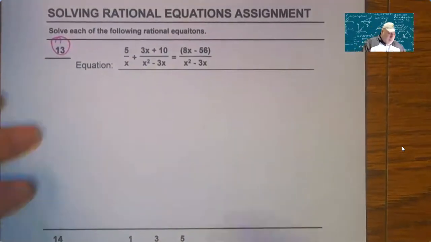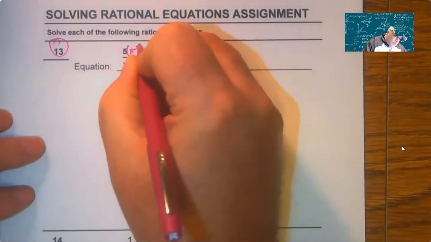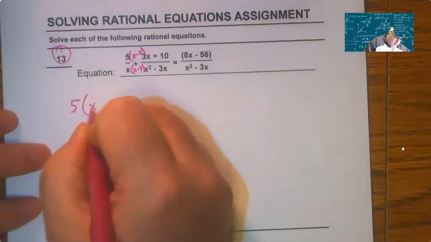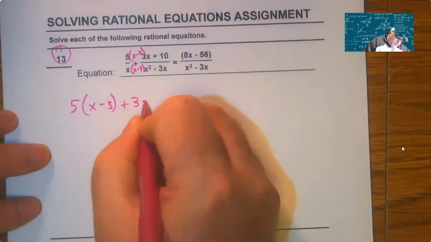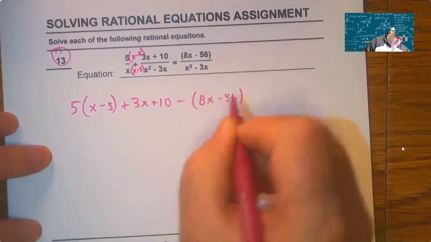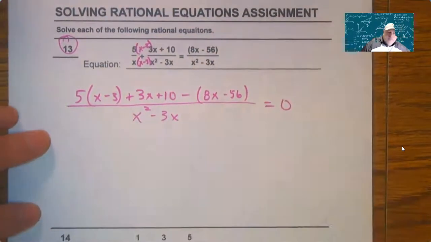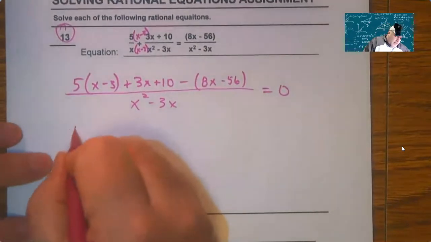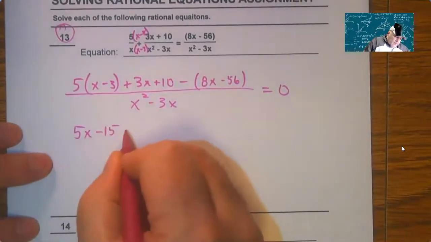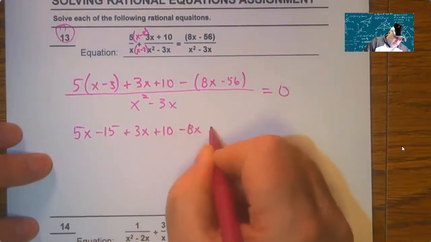Finally, we get one where you get a constant in the numerator. Okay, so x minus 3 on top and bottom here. So we have 5 times x minus 3 plus 3x plus 10. And then we have to minus over the 8x minus 56 over x squared minus 3x equals 0. So now we just have to combine all of these. I don't know why I'm writing this out, but you can. You might have to write this out.